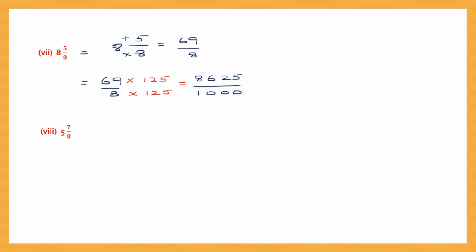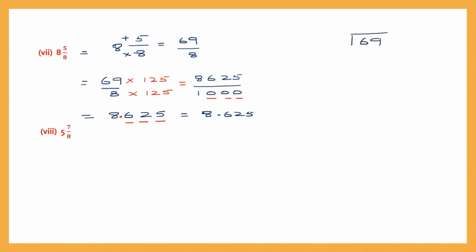So I have this number here. Now I can make this a decimal number by just writing 8625 and then counting the number of zeros in 1000. 1, 2, 3. So here also my point has to move 1, 2, 3 places to the left. It comes here. So what do I get? 8.625.